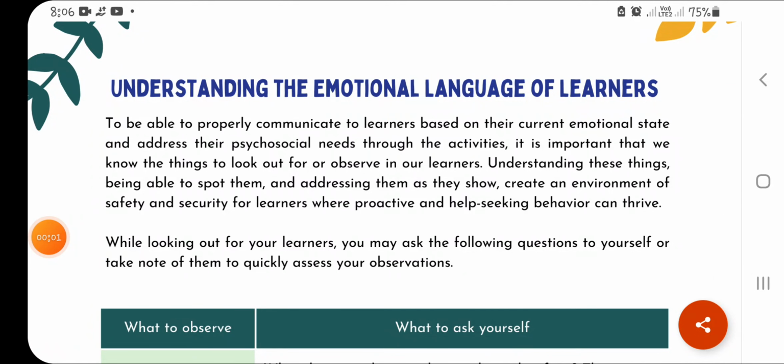Good day, everyone. As a facilitator of psychosocial support activities to our learners, it is a must for us to know the emotional language of our learners. Okay? So I know that you already have the copy of the pack.